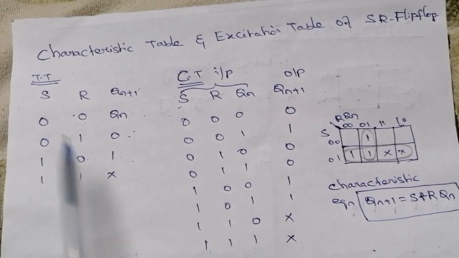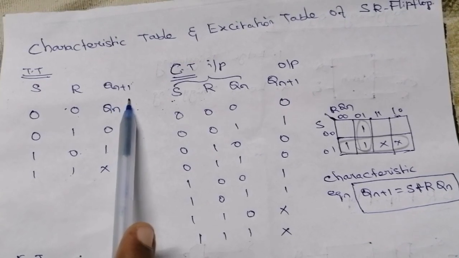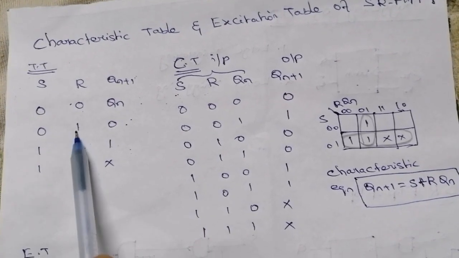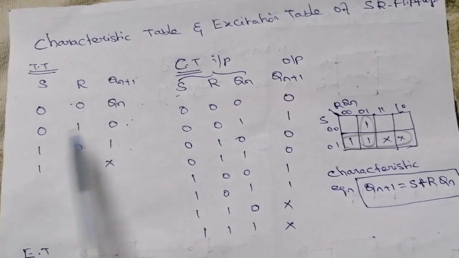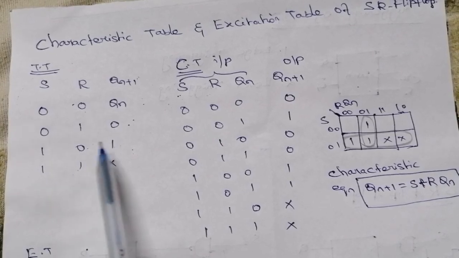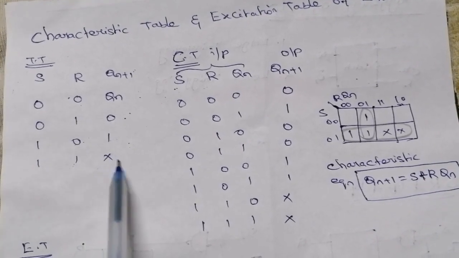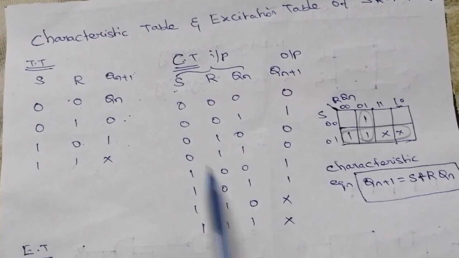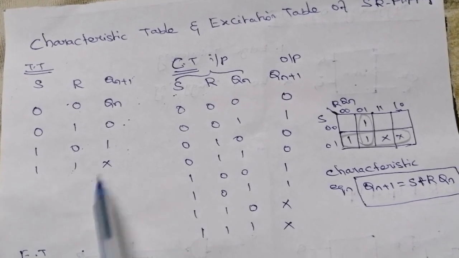It is nothing but: if the inputs S and R are 0, 0, then the next state will be the previous state. For input 0, 1, the next state is the reset state. For input 1, 0, the next state is the set state, and the 1, 1 condition is an invalid or forbidden state. So let's see how the characteristics table is created from this truth table, right?